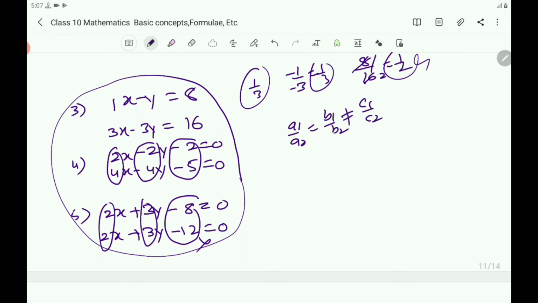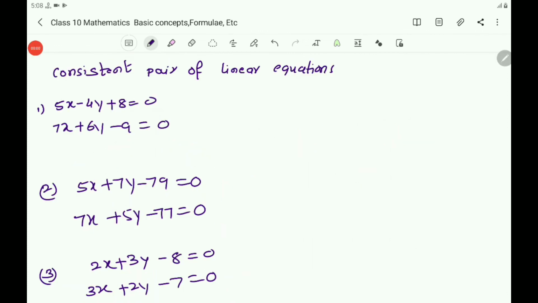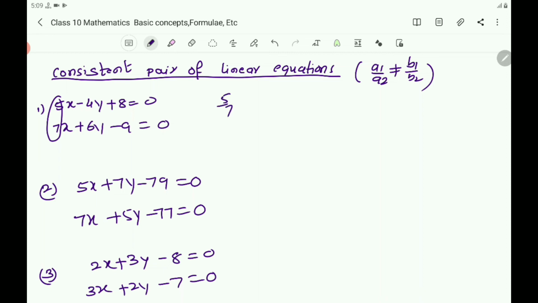So this type of pair of linear equations are called inconsistent pair of linear equations, and they are having no solution. Then consistent pair of linear equations means they are having only one solution and they are the intersecting lines. In that case what happens? Here you know that a1 by a2 is not equal to b1 by b2. Here you verify 5 by 7. You will get 5 by 7, and here minus 4 by 6. They are not equal. So they are a consistent pair of linear equations and they are intersecting lines, and they are having only one solution, unique solution.